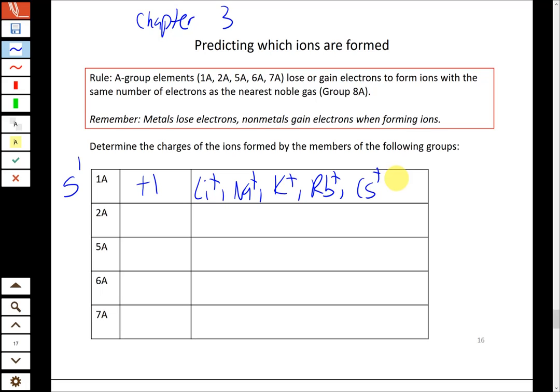If we go to group 2, by the similar argument, this has a valence configuration of S2. It just has 2 additional electrons beyond the noble gas. So now if it loses 2 electrons, it will also achieve the noble gas configuration.